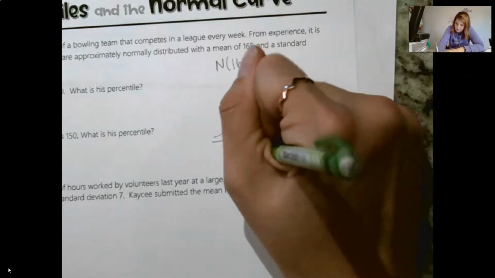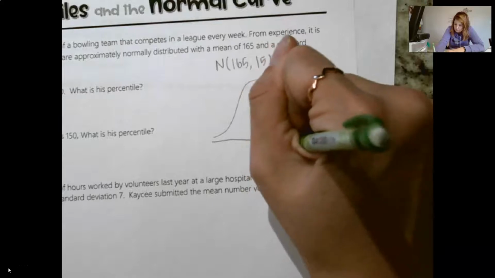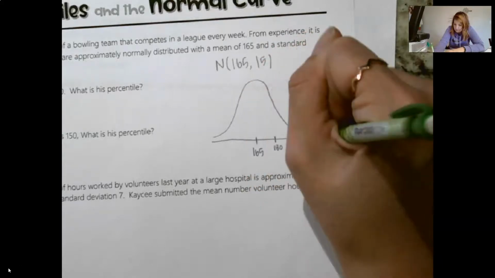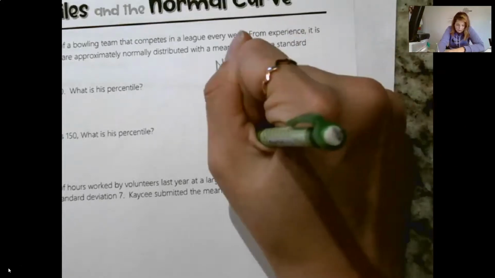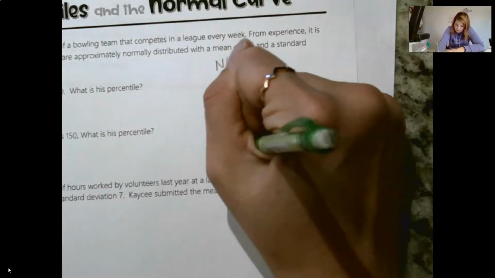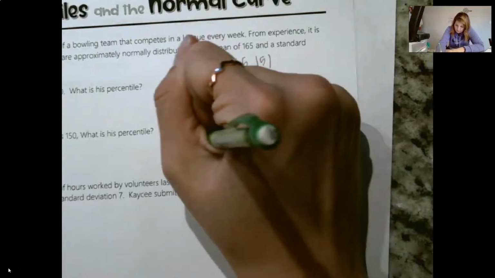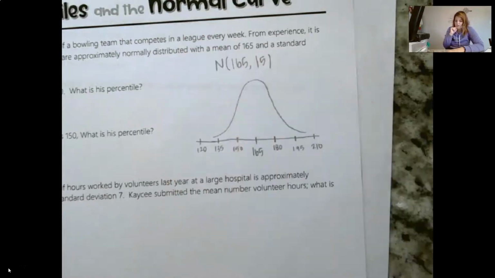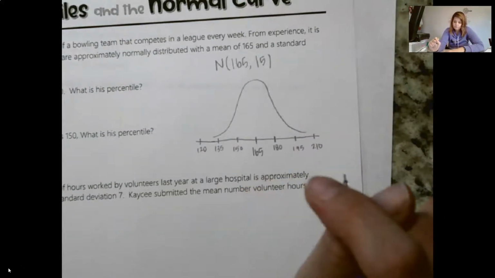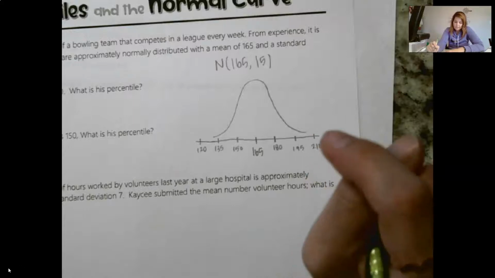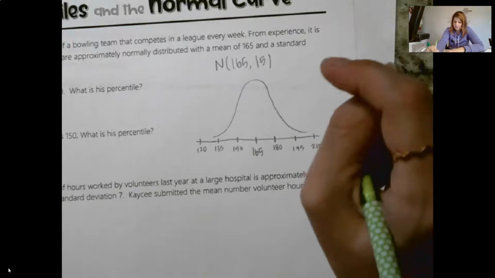So in the middle, we have 165, then 180, 195, 210. Below, we have 150, 135, 120. My curve's not super awesome, but it'll do. Charlie typically bowls 180. What is his percentile?